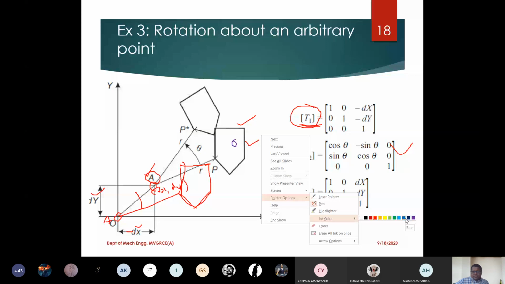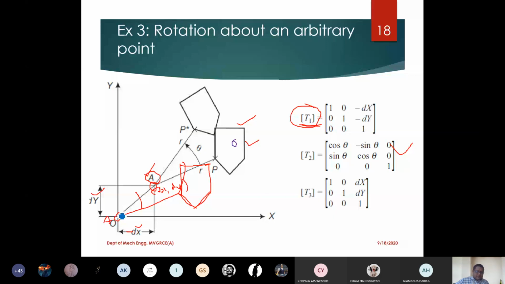Let me use some blue color for this. After rotating, this straight line gets rotated like this, and this object also would be rotated like this. The object becomes like this. This is after the effect of T2. Now, is this a final requirement? No, I have to send this point here back to its original position along with the object.